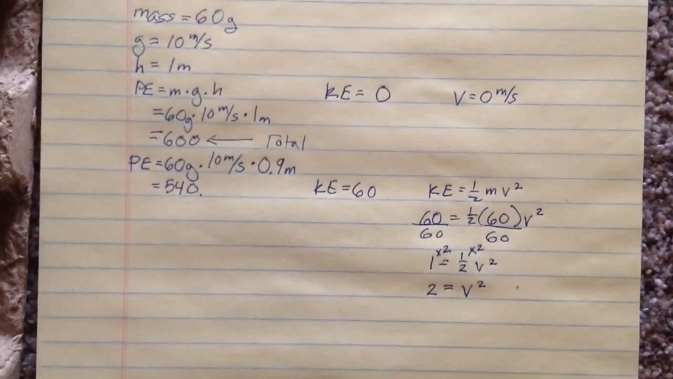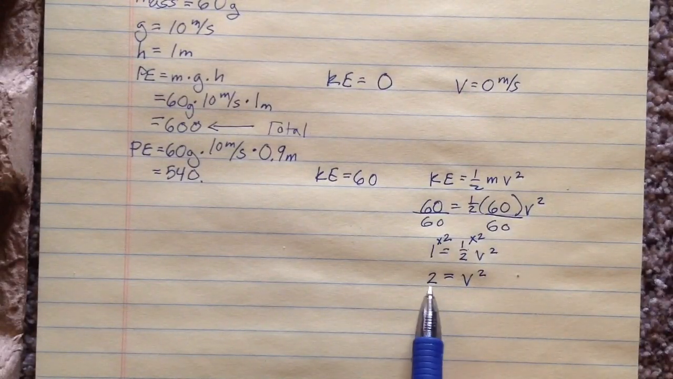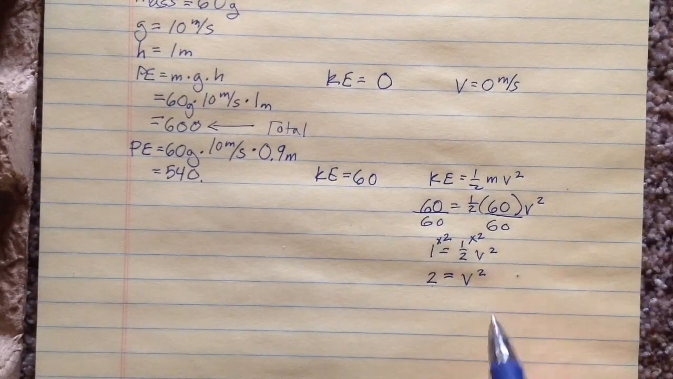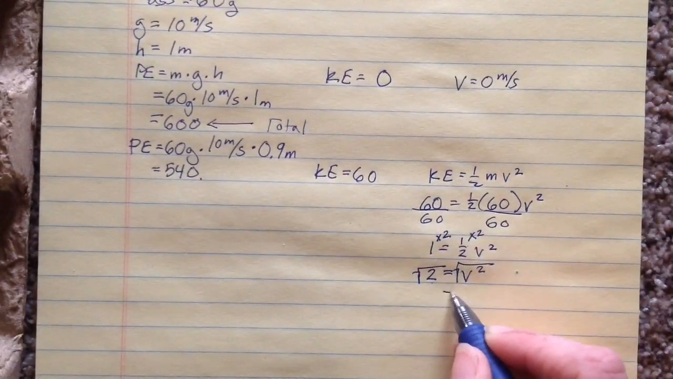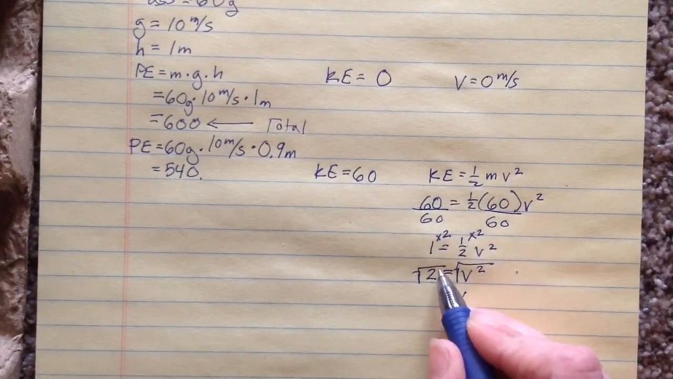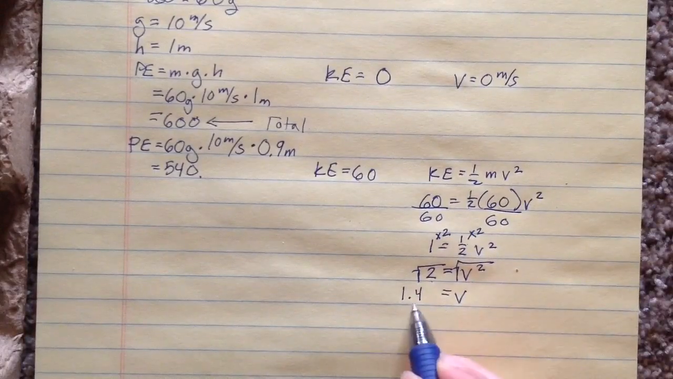Then I want to take the square root of each side. This is something you might know some of these values off the top of your head, but you just plug it into a calculator, entering in 2, then clicking square root. So I take the square root of each side. The square root of v squared is v, my speed, and the square root of 2 is 1.4. So my value for speed is 1.4.